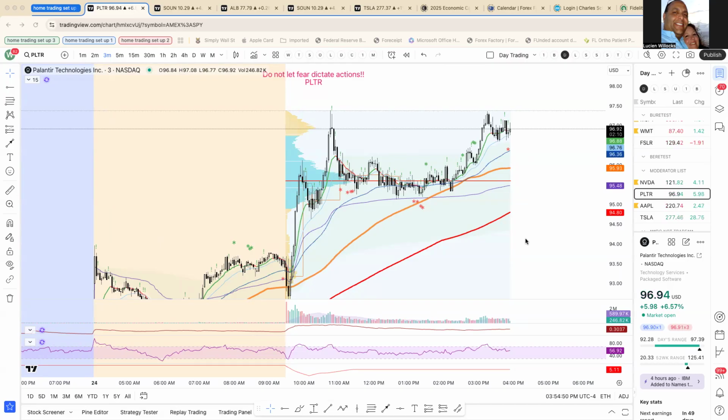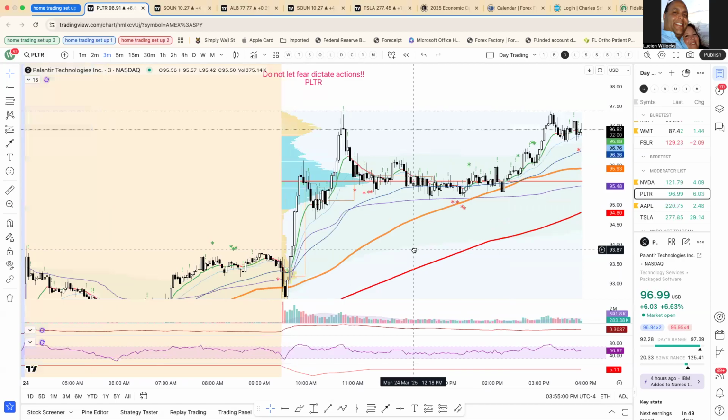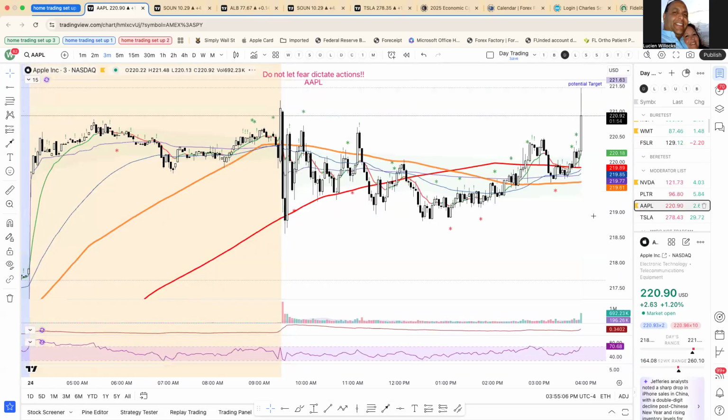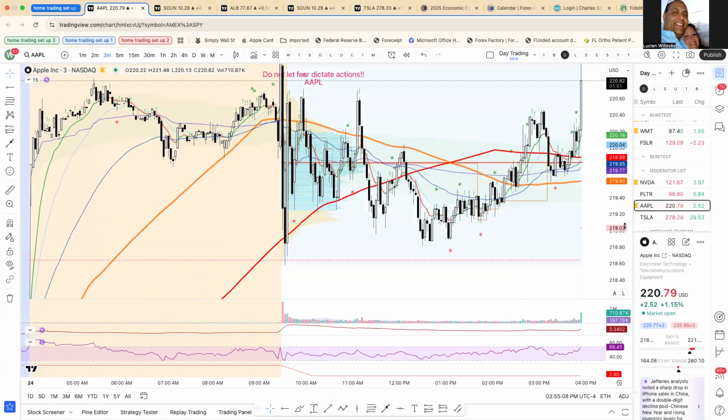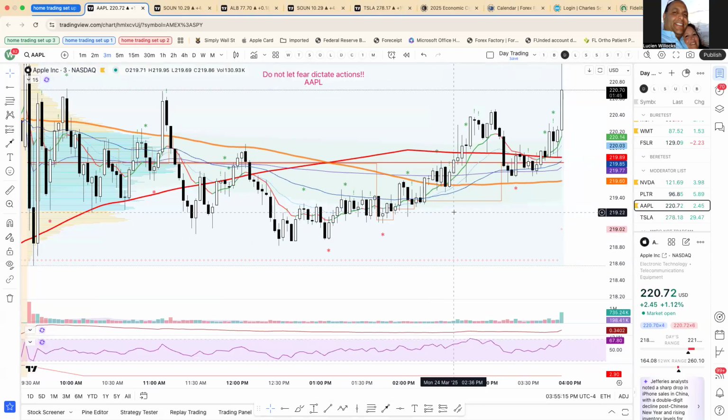And let me see, oops, turn this off. Let's see if there's any good examples of EMAs crossing the VWAP. I don't see any really here. Let's check out Apple. Let's see what we got here. Yeah, Apple, we've got some good examples.